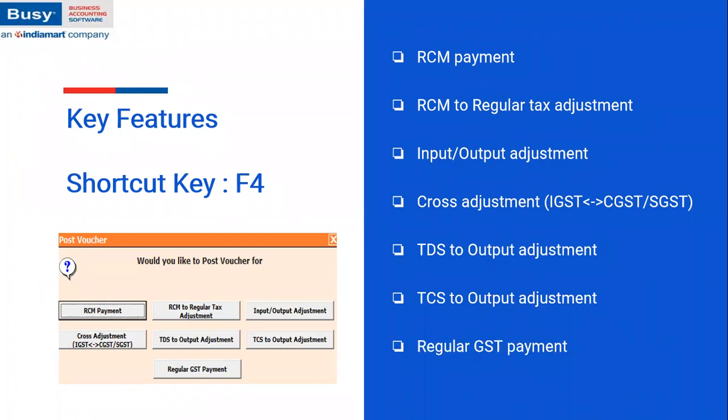And regular GST payment. This is a very important and common factor for all of us, because at the end of the month we pay the output GST amount to the government. So we post a journal voucher called regular GST payment, which is posted from this particular utility. These are the very advanced key features that are really required for business entities. That is very important nowadays. We will also discuss these points practically, and I will explain them in detail.